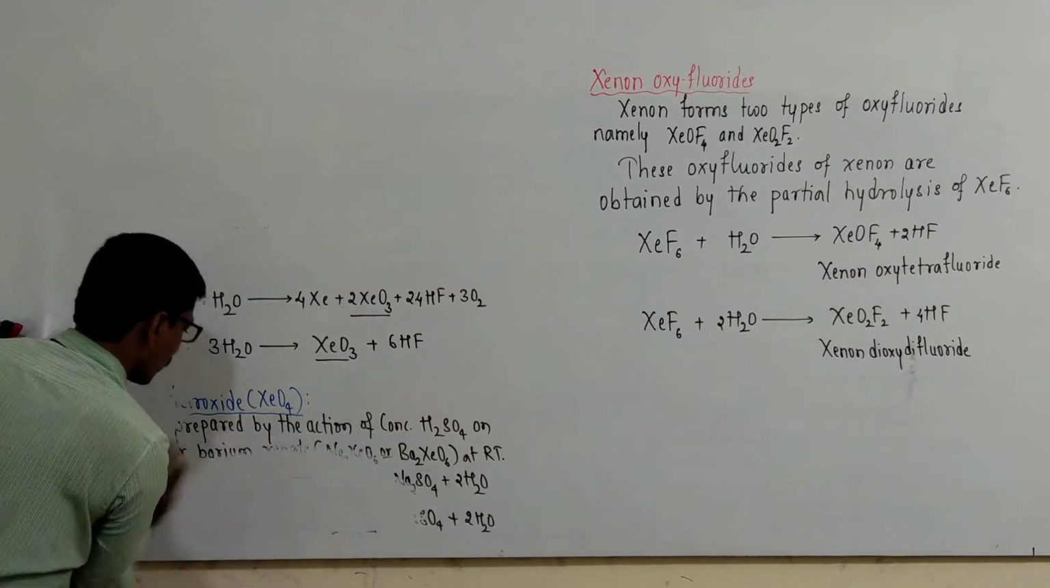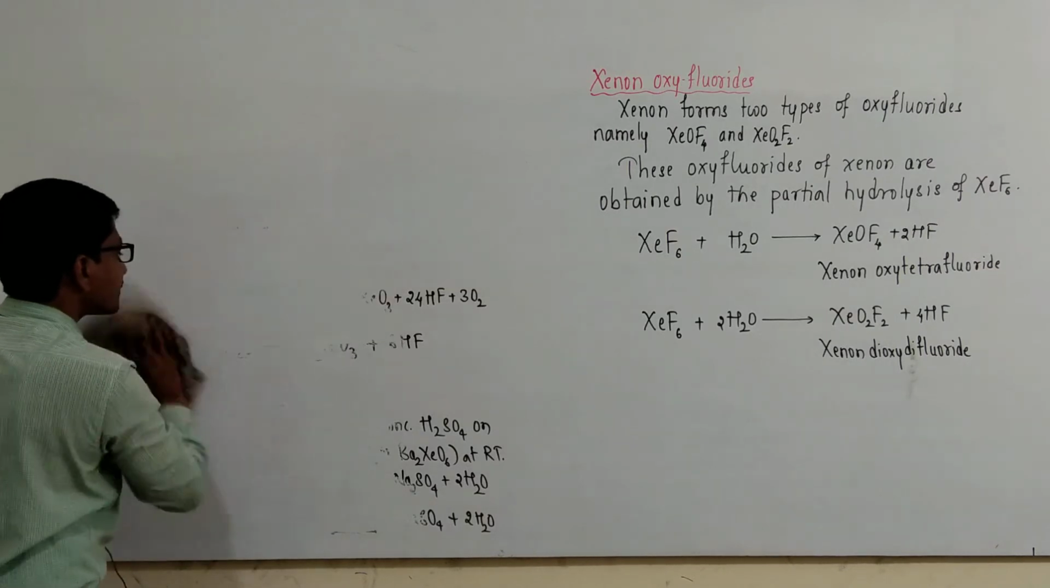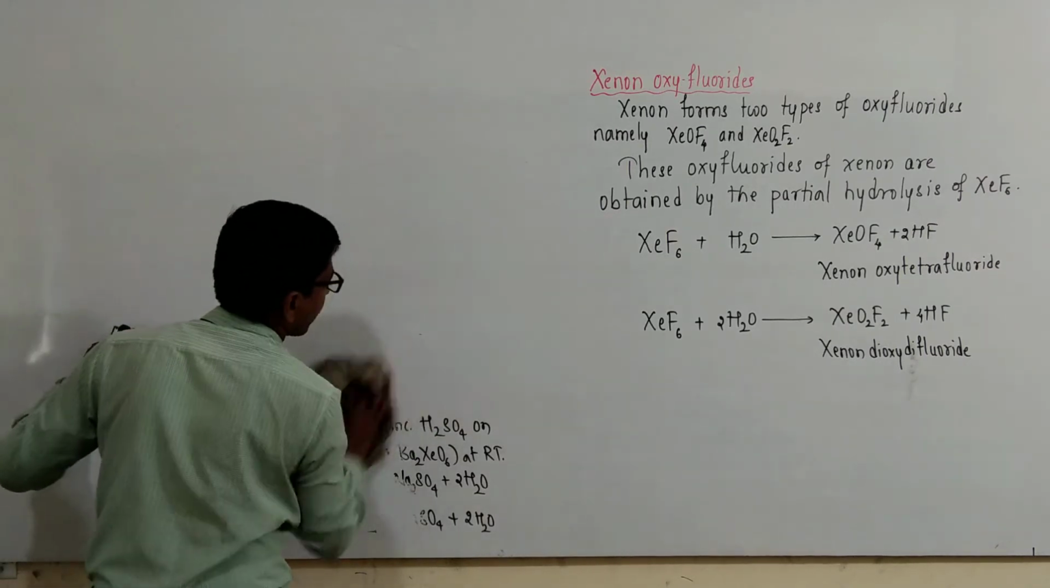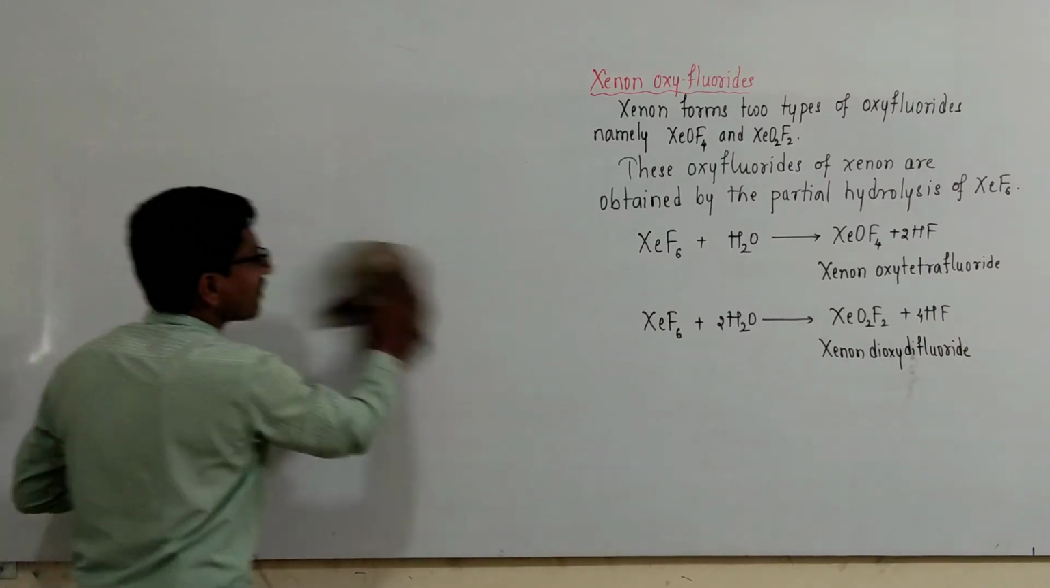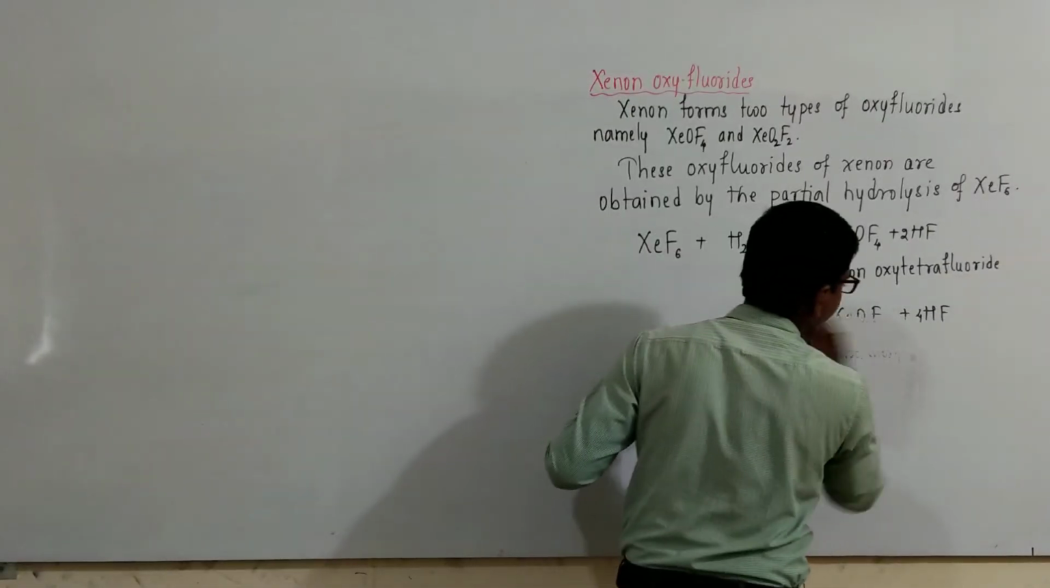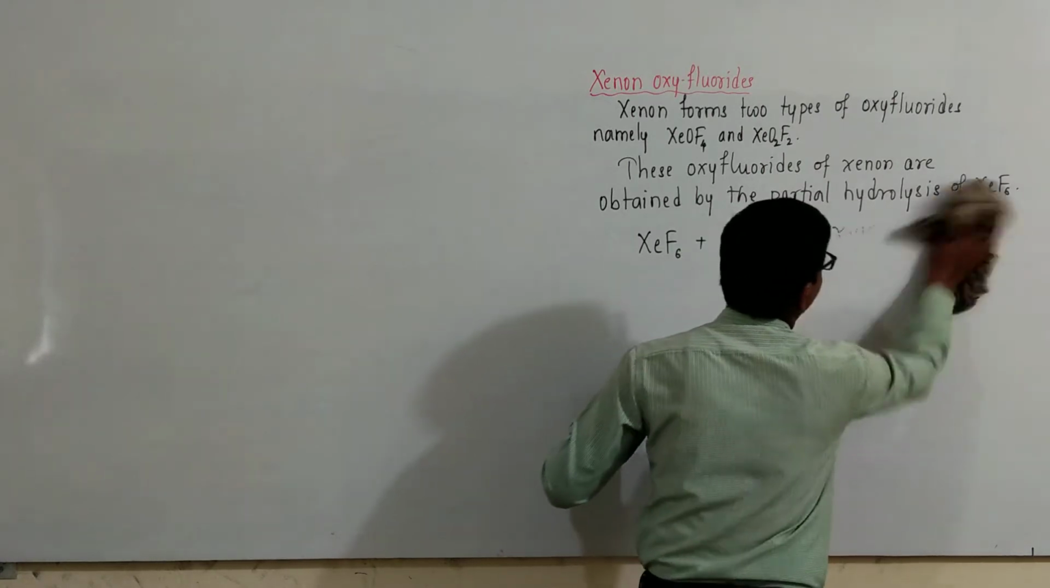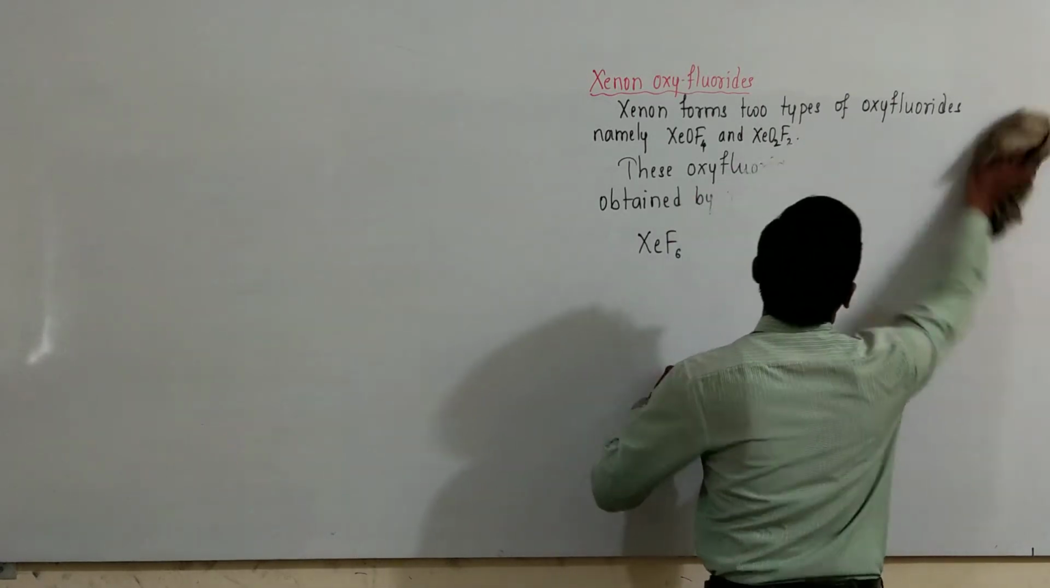The structures of xenon compounds can be explained on the basis of valence shell electron pair repulsion theory as well as the hybridization concept. On these two, the structure of xenon compounds can be explained.